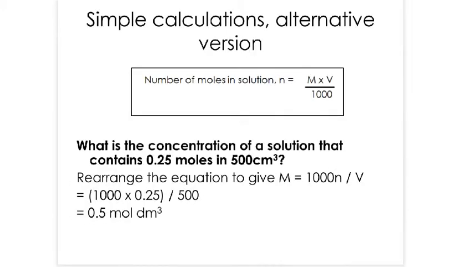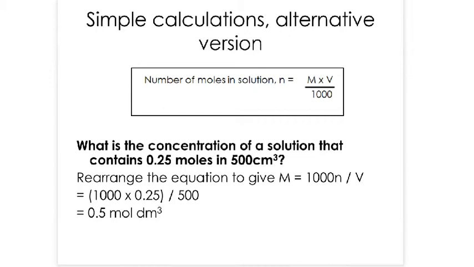Now there is an alternative way of doing this calculation, which is to remember, if you remember the slide with the 3 equations on, there is a different form on the bottom, where number of moles in the solution, N, is M times V divided by 1000, and in this case the V is in centimeters cubed. So this is a simpler way of doing it, because we haven't got to convert our volumes, so there's less chance we're going to make a mistake.